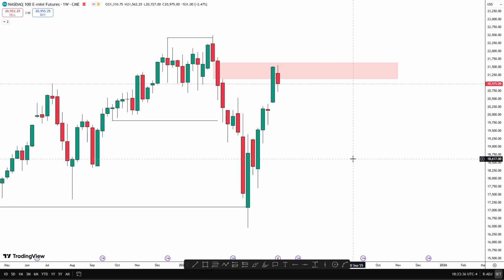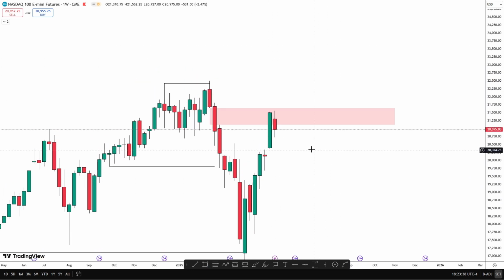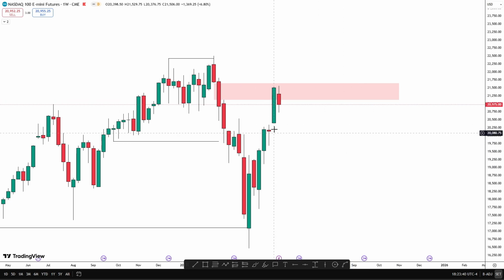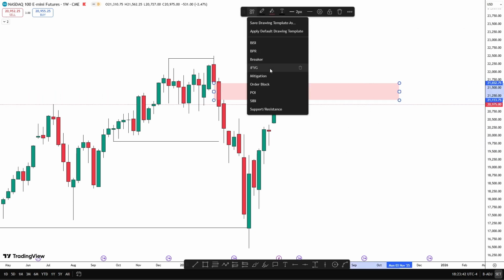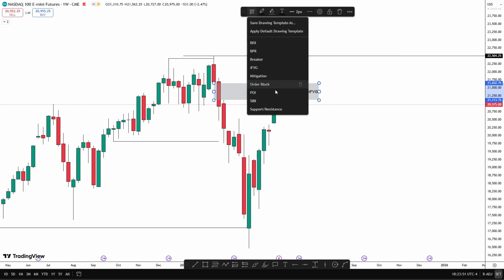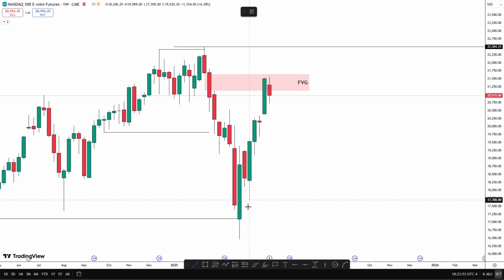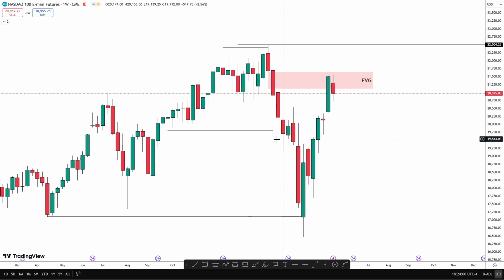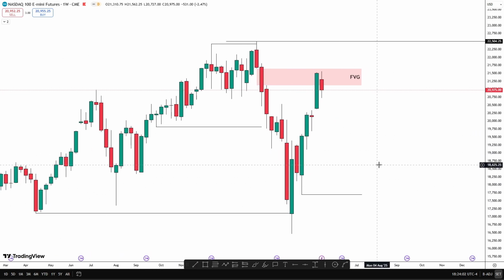So now what we can be expecting is a run on external range liquidity, meaning either inversing this fair value gap and hunting this high up here, or respecting this fair value gap and coming for this swing low down here. So that is how you can use it on the weekly time frame to have a weekly outlook on where the draw on liquidity may be.